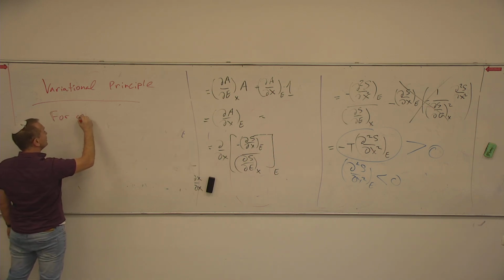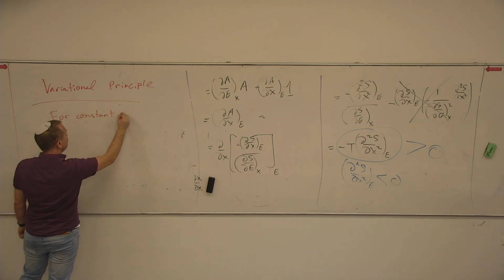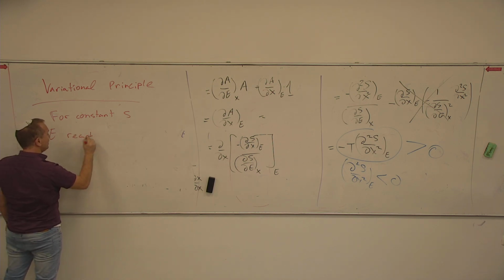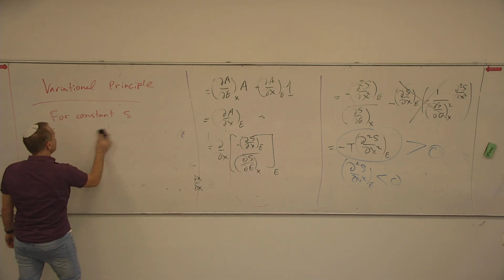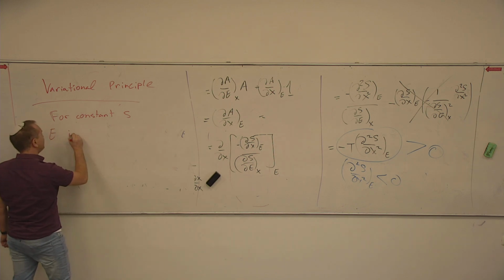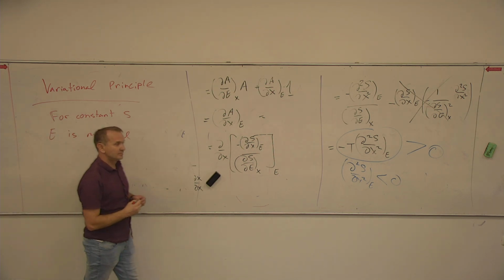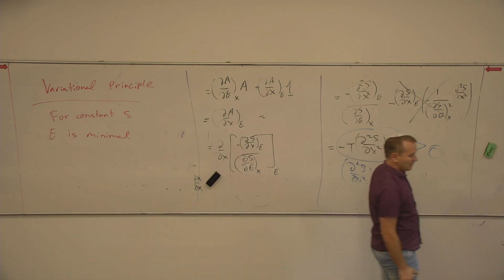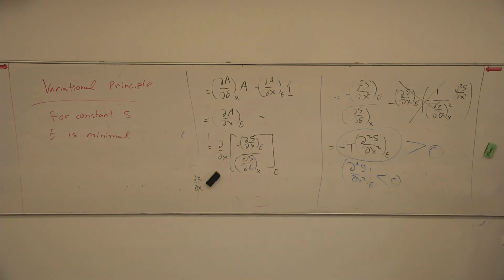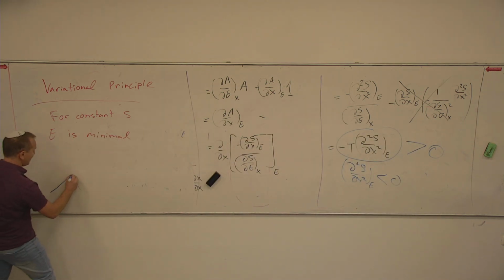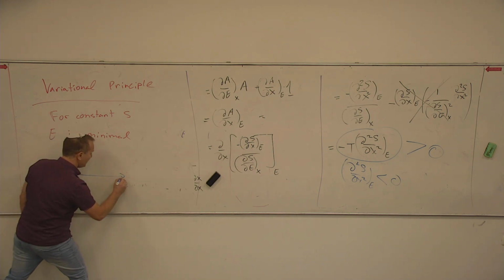For constant S, E reaches its minimum. Now, what this means again, if I try to plot this three-dimensional structure, I have E, I have S, and I have X.